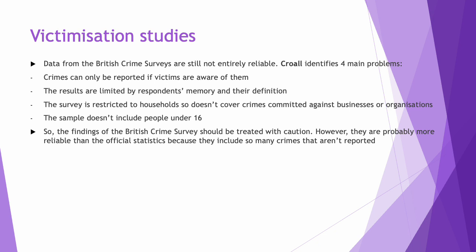Kroll identifies four main problems. Crimes can only be reported if victims are aware of them. The results are limited by respondents' memory and their definition. The survey is restricted to households, so doesn't cover crimes committed against businesses or organisations. The sample doesn't include people under 16. So the findings of the British Crime Survey should be treated with caution. However, they're probably more reliable than the official statistics because they include so many crimes that aren't reported.